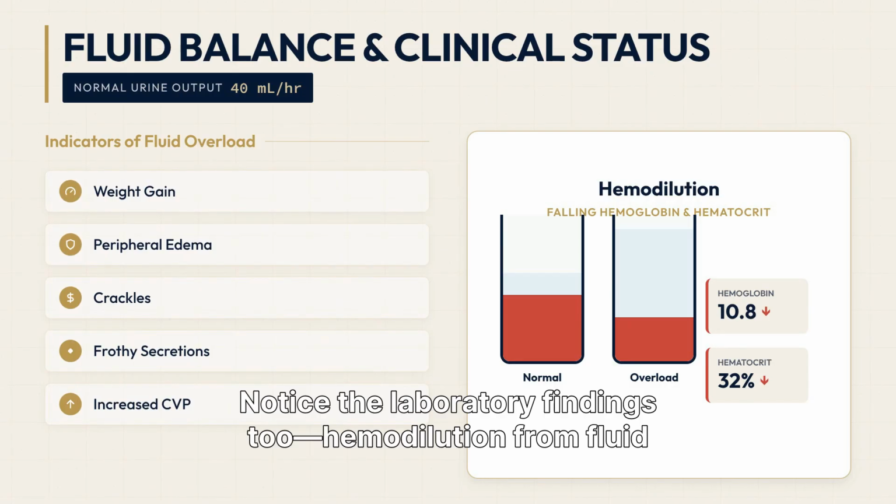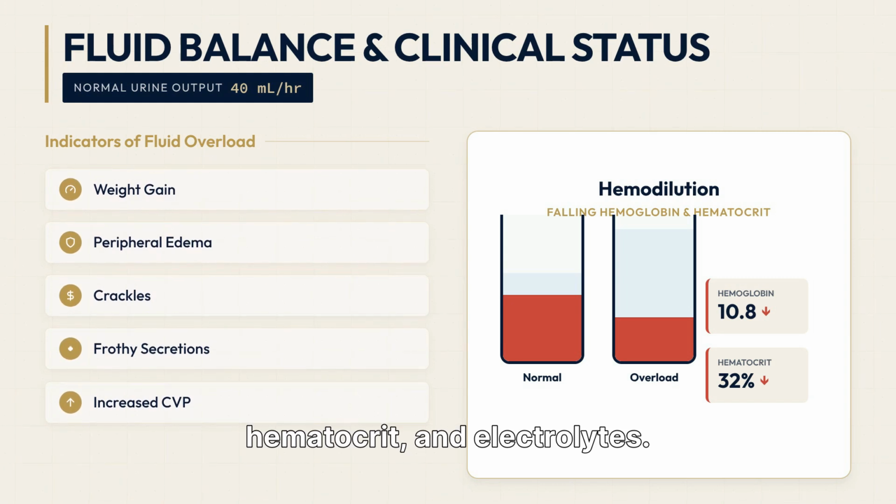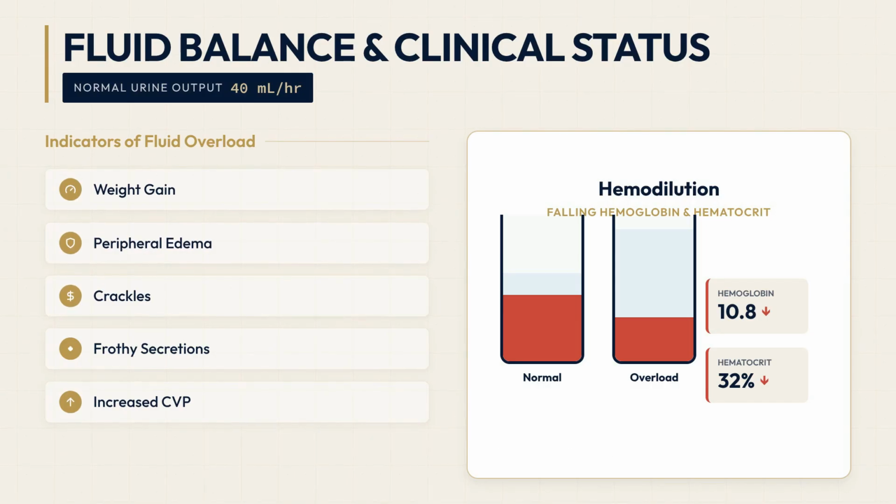Notice the laboratory findings too. Hemodilution from fluid overload will cause a drop in hemoglobin, hematocrit, and electrolytes. If the heart can't handle the volume, it will back up into the lungs. That is the beginning of pulmonary edema.